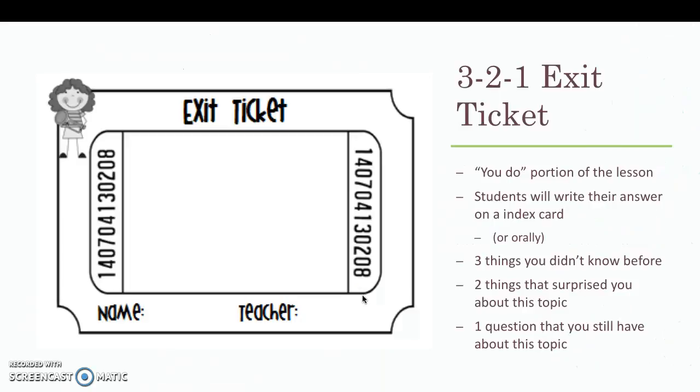Next, formative assessment is the 3, 2, 1 exit ticket. This will be implemented at the end of the lesson, or the you do portion, before the students will leave class. I will give each student a chance to write their answer on an index card, or they can respond orally depending on their differentiation level. Each student will have to respond to the questions below, which are 3 things you didn't know before, 2 things that surprised you about this topic, and 1 question that you still have about this topic.